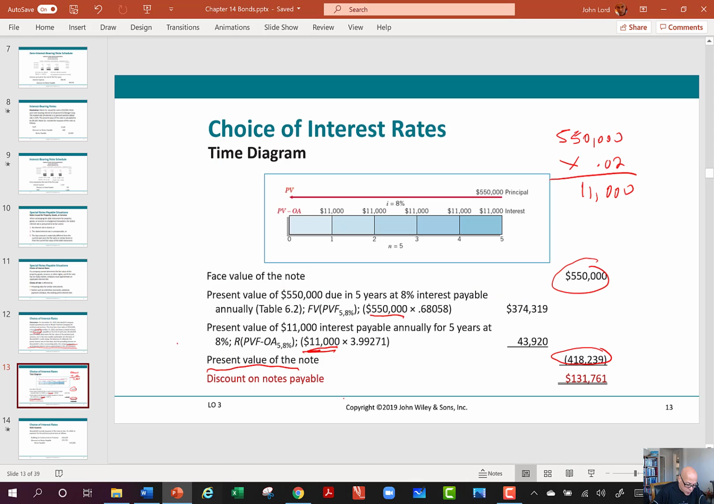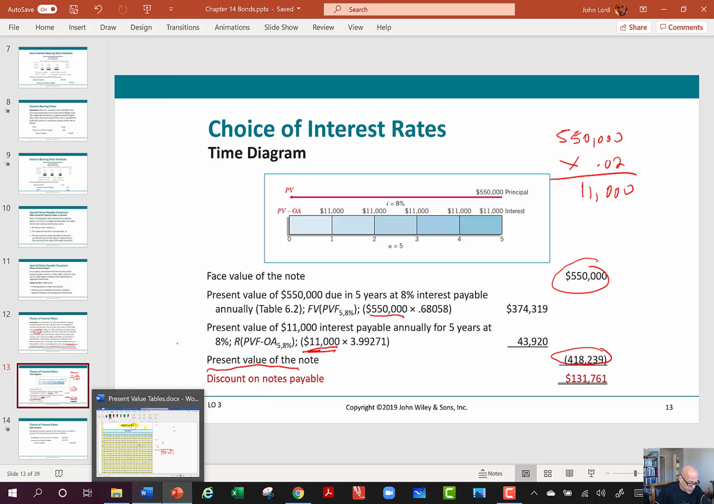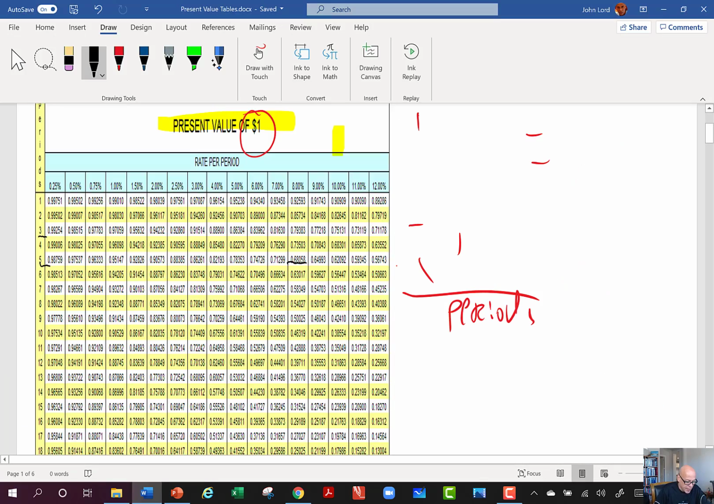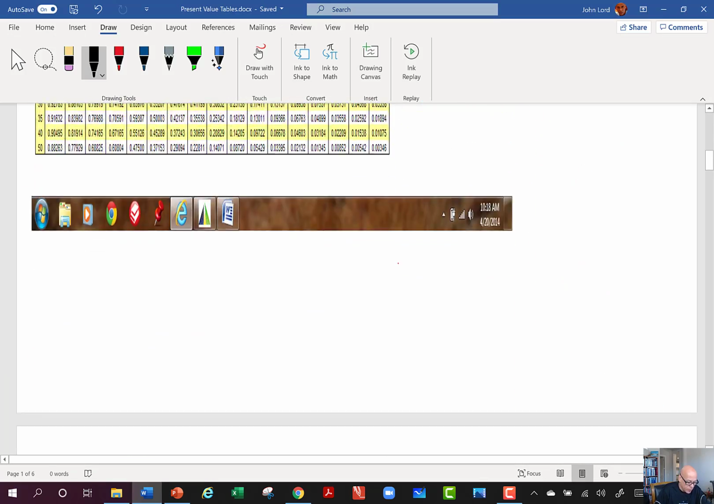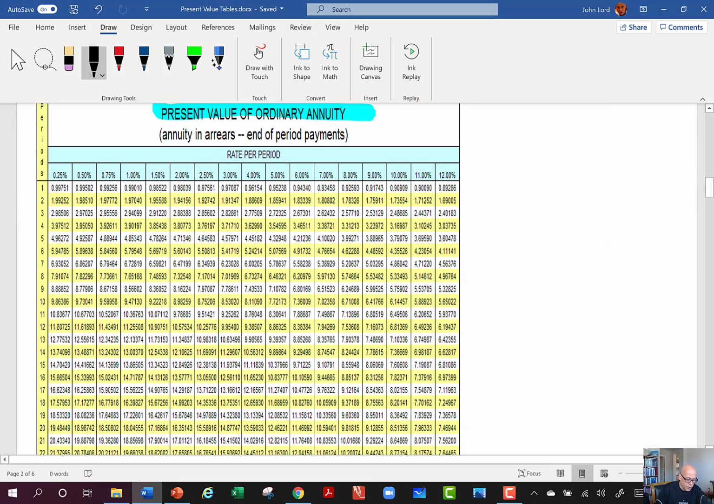Keep saying that to yourself while I find my slideshow. Okay, and that was 0.68058. Good. The present value of that is $374,319. That's the principal. It was a one-time payment. I was on the present value of a dollar table. But then I've got these interest payments. There's going to be 5 of them over the next 5 years. That's an annuity. A stream of payments is an annuity. So I can't use this present value of a dollar table for this. I have to go to a different table. I have to go to the present value of the annuity table now.